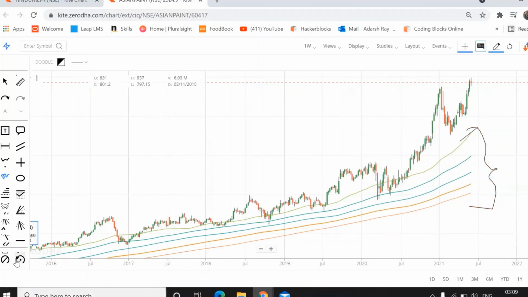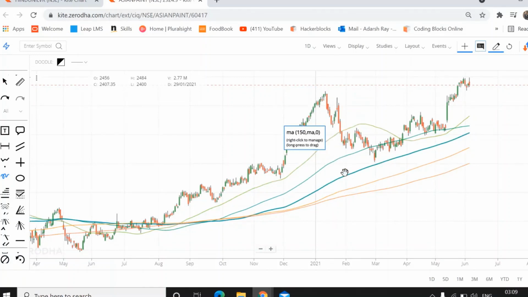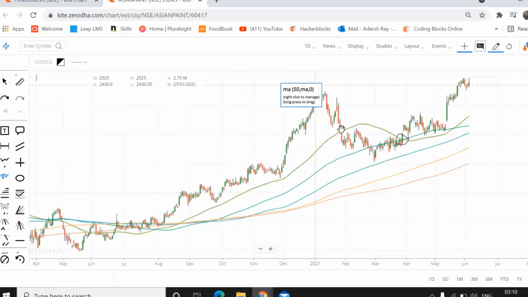Now let's go to the 1 day time frame. So now see, this is a 1 day time frame. In this time frame, we'll see that crossover part which I was trying to tell you about. You can see at this portion there was a crossover. Can you tell me which crossover it was? This was a 50 and 100 days crossover.